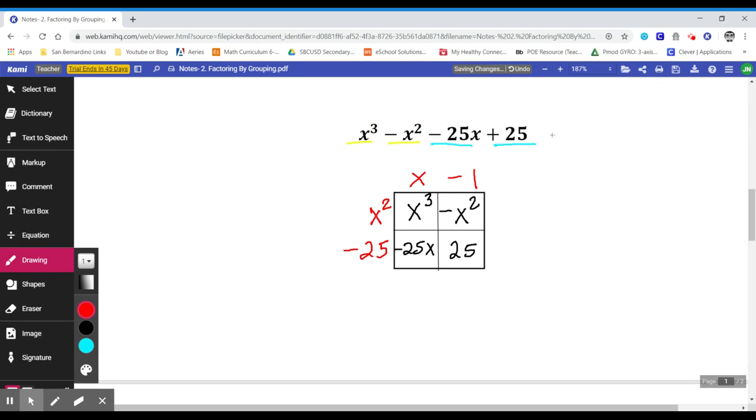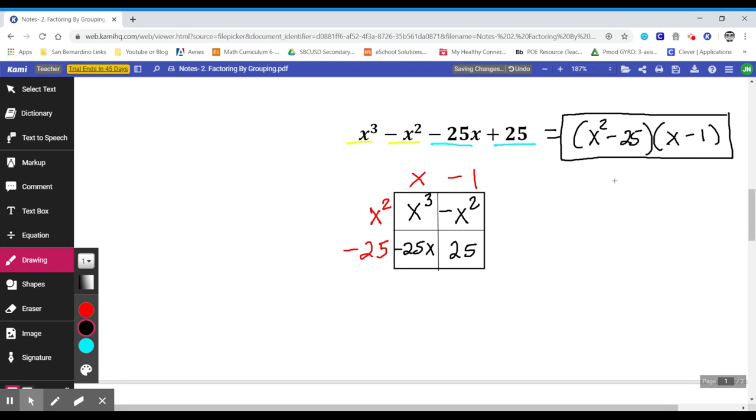So there we go. The final answer for this, if you actually factor this by grouping, you get that the two factors, or the binomials that are multiplied together to get the original problem, are x squared minus 25 multiplied by x minus 1. And this will be your final answer.